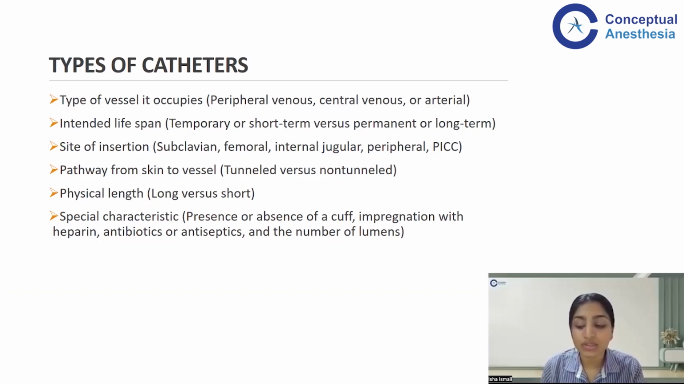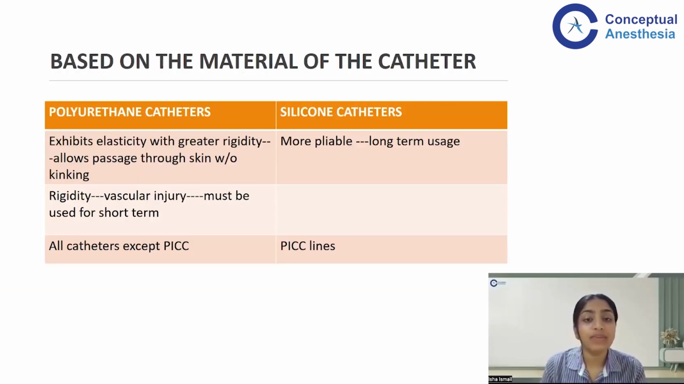Let's discuss the most commonly used nomenclature, which is based on the material of the catheter, whether they are polyurethane catheters or silicone catheters. Most of them are polyurethane because we want this rigidity in our material so it enters into the skin. But because of the rigidity, vascular injury is possible. So therefore, all of the ones that we're using, except for PICC line, are the polyurethane ones.